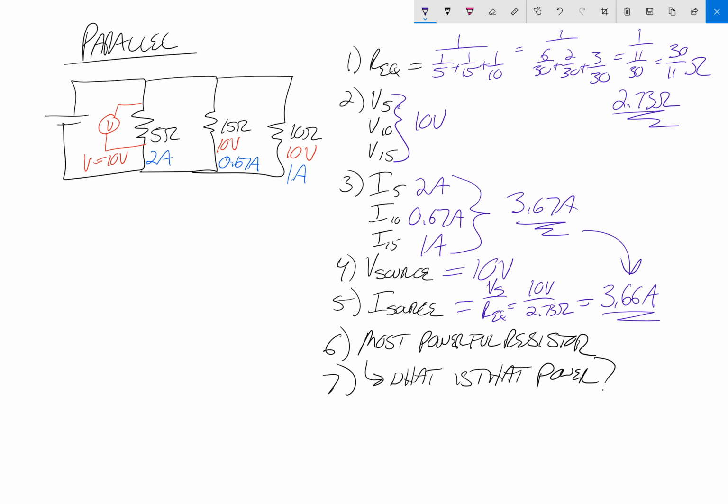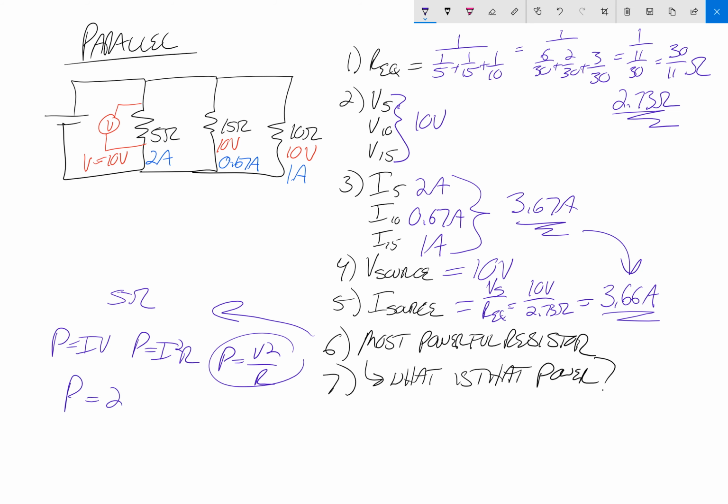Now, in parallel, the most powerful resistor is the one with the least resistance. So it's the 5 ohms. And again, you could do P equals IV. You could do P equals I squared R. You could do P equals V squared over R. And I usually use this one for parallel because it really shows you that the less resistance when voltage is the same, there's more power. But we have everything we need there. I mean, I would just do I times V. So that's just 2 amps times 10 volts gives you 20 watts.